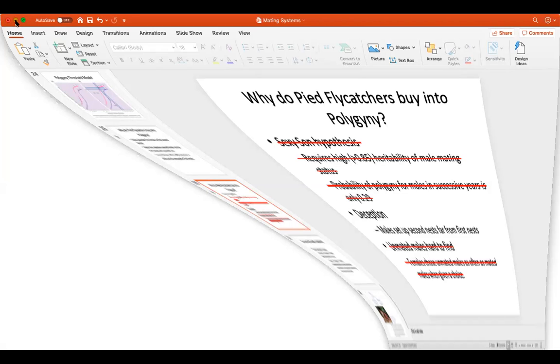How many of you have ever seen a peacock fly? They don't, do they? But they really suck at flying. You will also remember the widow bird.